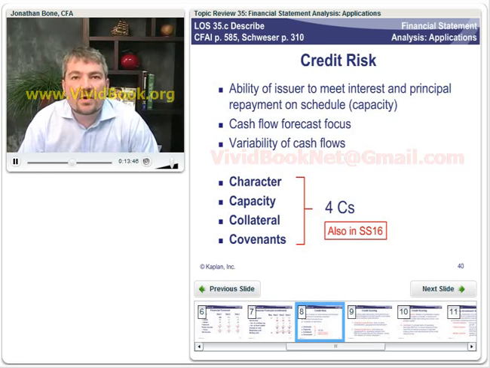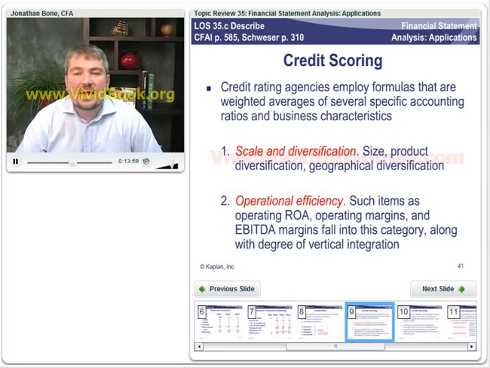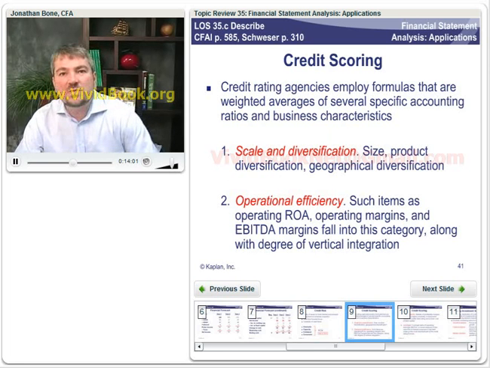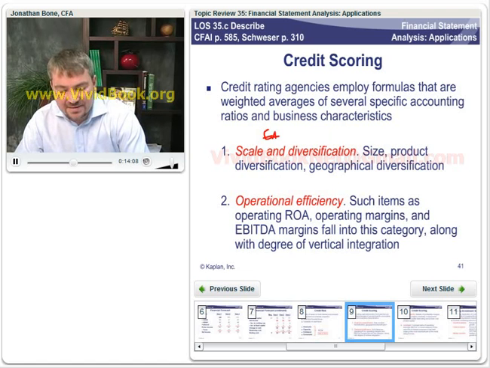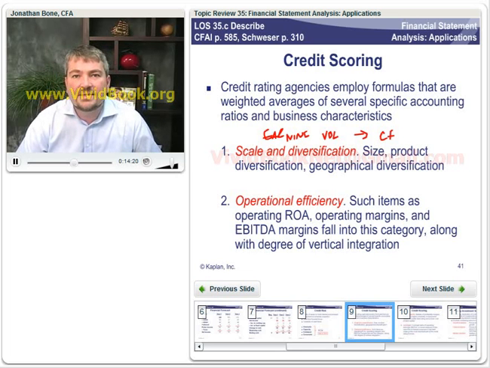So let's have a look at our credit scoring. Our credit rating agencies do use formulas that are weighted averages of particular accounting ratios and business characteristics. The first thing they'll look at is the scale, which is the size and the diversification of the company. What they're particularly looking at here is the impact on earnings volatility. And if they're looking at earnings volatility, then that links into cash flow volatility. The idea is the more stable your cash flows are, the easier it is to pay off interest and principal, the better the credit rating you'll receive.